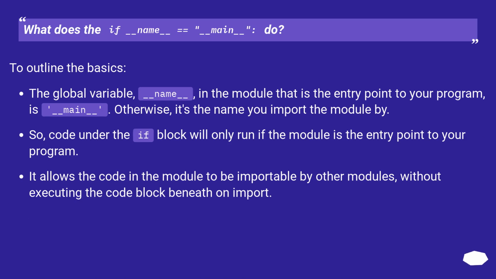What does the if __name__ == "__main__" do? To outline the basics. The global variable __name__ in the module that is the entry point to your program is __main__. Otherwise, it's the name you import the module by. So, code under the if block will only run if the module is the entry point to your program. It allows the code in the module to be importable by other modules, without executing the code block beneath on import.